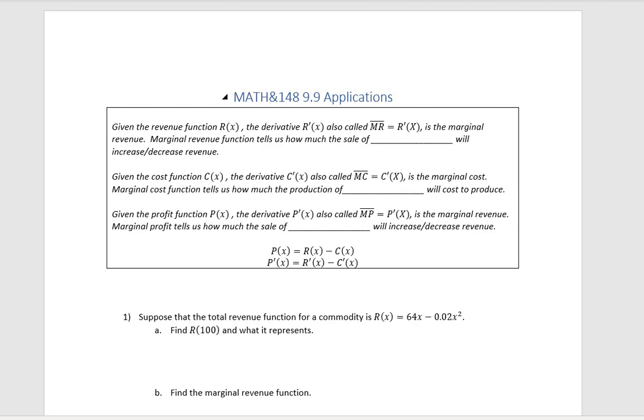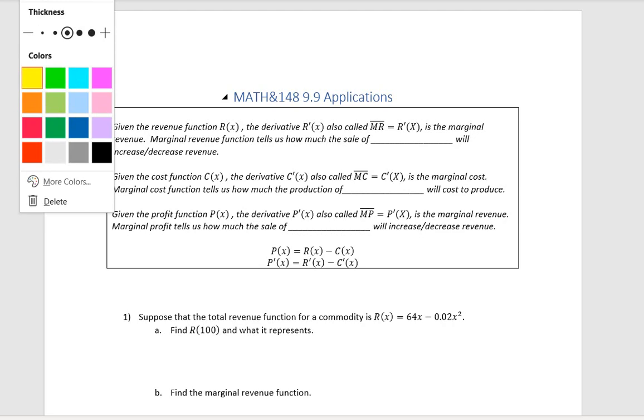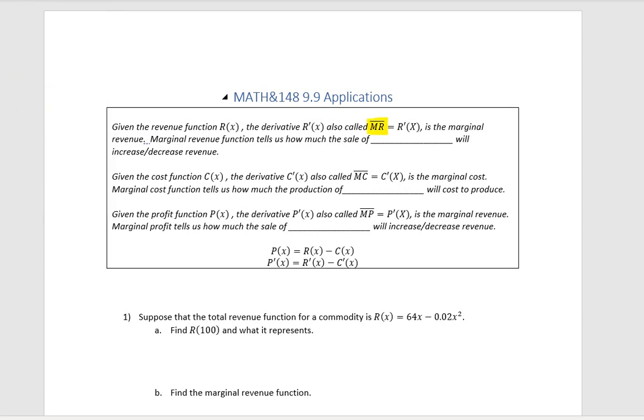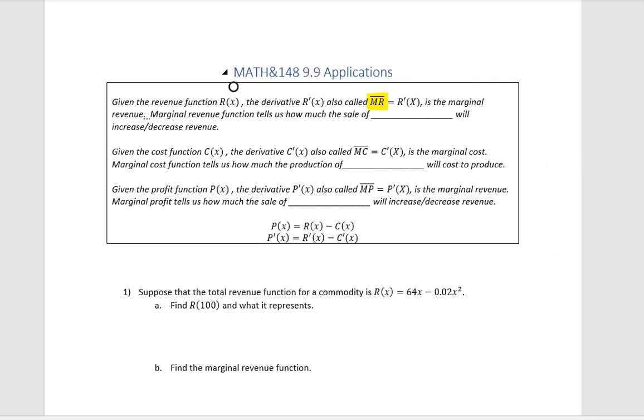Alright, so section 9.9 is going to be talking about actual applications for this. When we're talking about the revenue function, what the derivative gives us, which by the way, what you'll see in your textbook and on the homework and other places is sometimes they will call the marginal revenue, instead of R prime, they'll say MR bar. That's because that's a bar on top. Also, if you're given a cost function, they'll say marginal cost. And for profit, they'll have marginal profit.